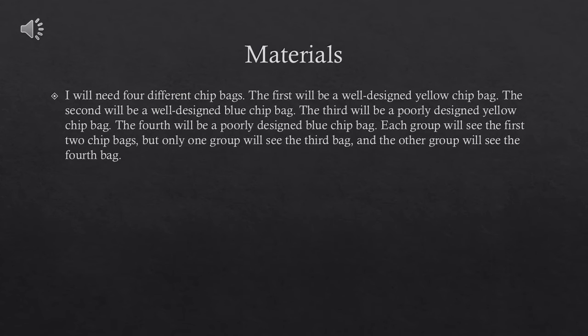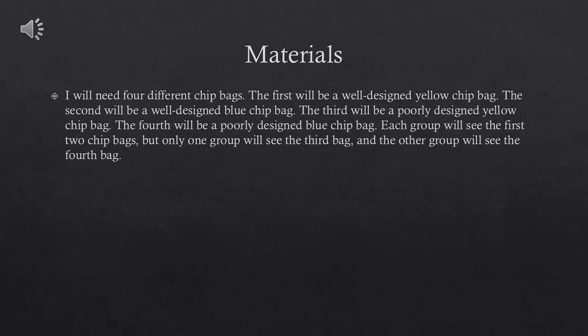So the next thing is the different materials that I would need for this study. I'm going to end up needing 4 different chip bags in total. The first chip bag would be a well-designed yellow chip bag. The second would be a well-designed blue chip bag. And then the third bag would be the same as the first chip bag. It would be yellow, but the design would be different. It would be more poorly designed, with text that was harder to read. And then the fourth would be the same thing as the third, but instead of being yellow, it will be blue, a more poorly designed version of bag number 2.